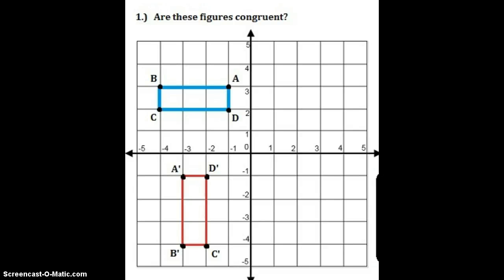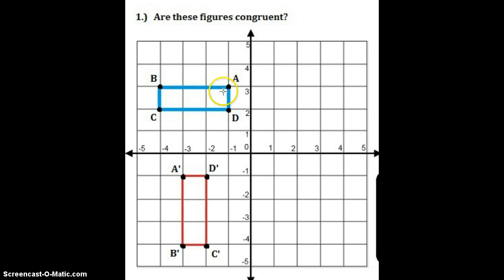Hey everyone, we're talking about congruent figures. So let's take a look at our first example. Are these figures congruent? Well, we can talk about the fact that these figures have been rotated.